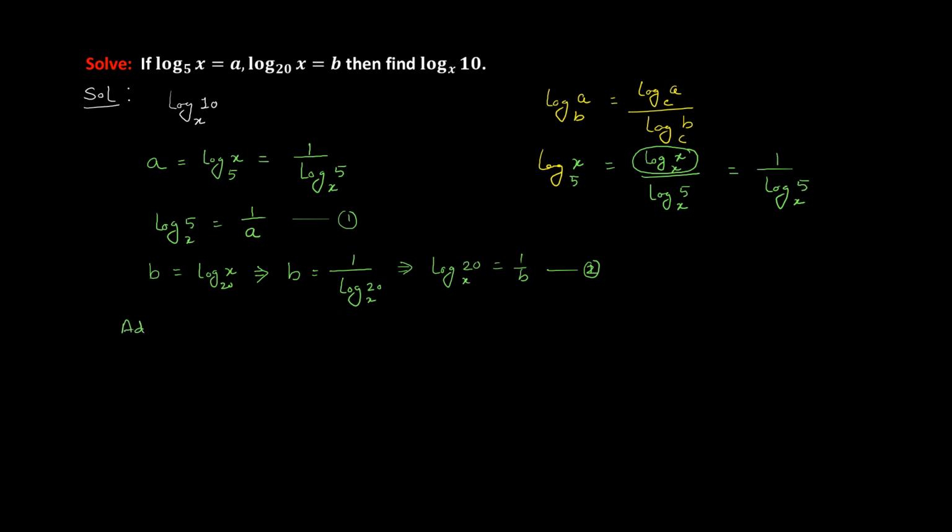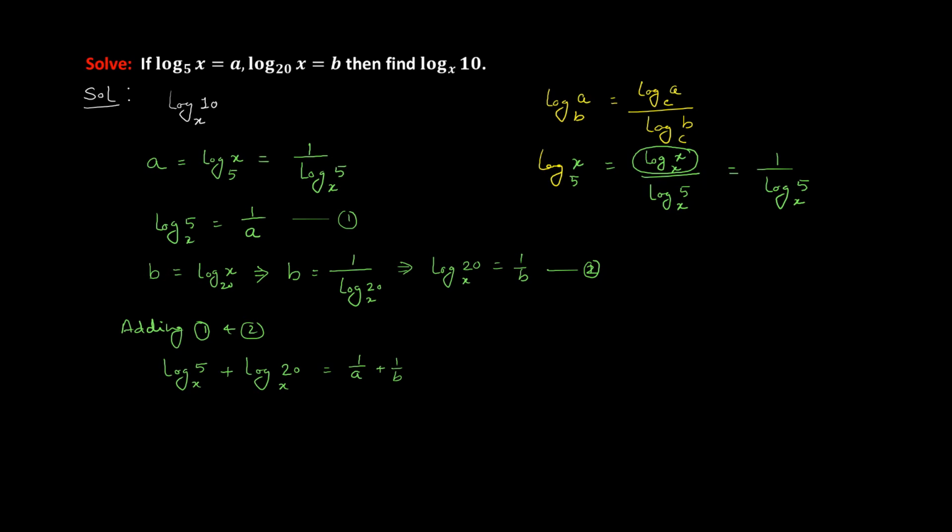Adding equation 1 and 2, what will we get? We will get log 5 to the base x plus log 20 to the base x is equal to 1 by a plus 1 by b.